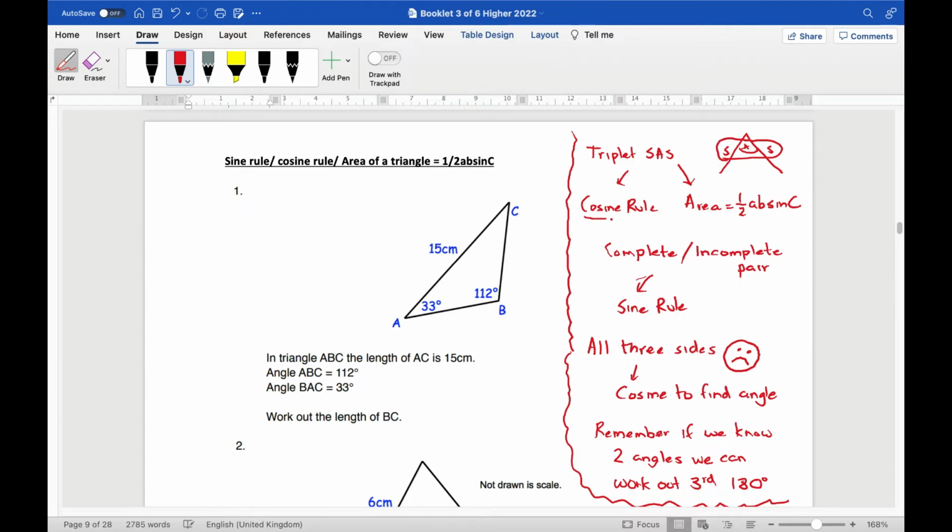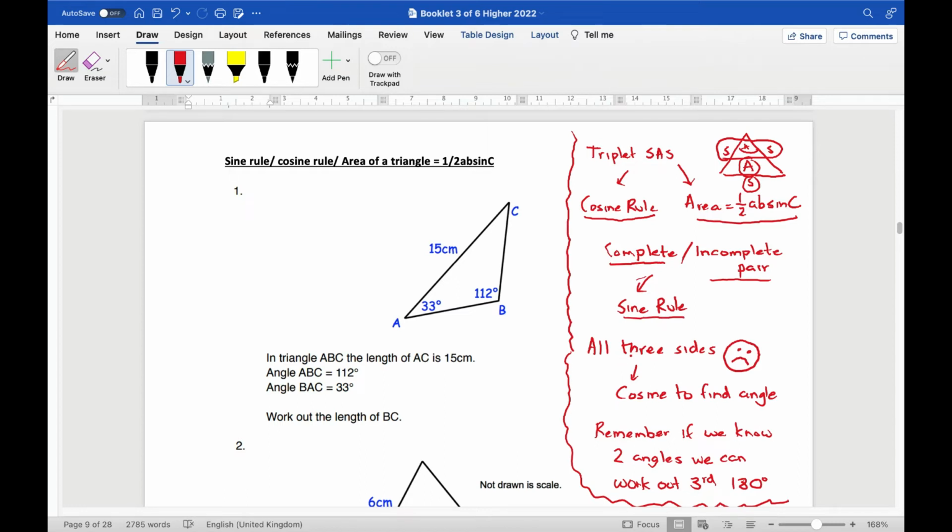We can use the cosine rule to work out the other side, or we can use the area rule to find the area. And it depends what the question is talking about as to which we use. If we have a complete and an incomplete pair, we will use the sine rule. We'll see that in a second, what I mean by that.